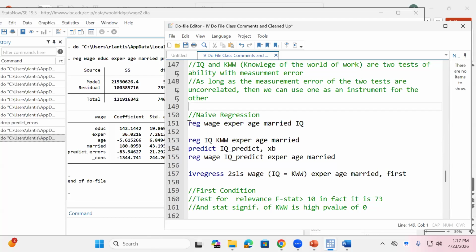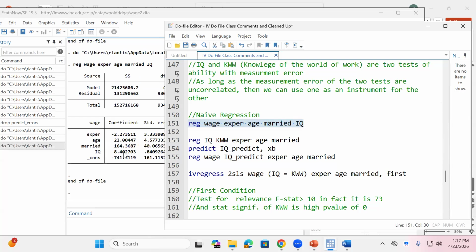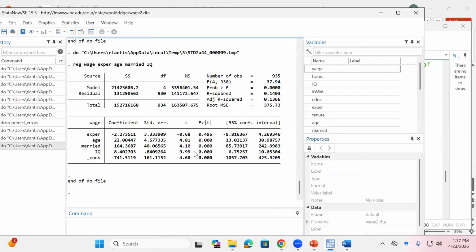So here's my naive regression where I don't use an instrument. I get that the effect of IQ is very significant, and it's 8.4. For every 1 point increase in IQ, I would expect the person's average wage, and I think it's monthly wages, goes up by $8.4. Maybe this was weekly wages. I think it was weekly wages. That makes a little more sense, right?